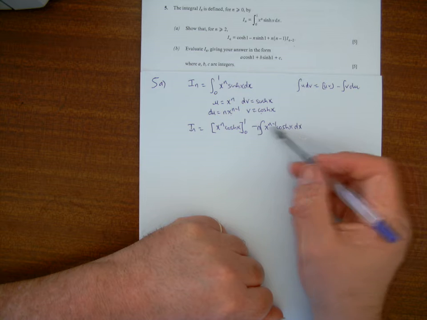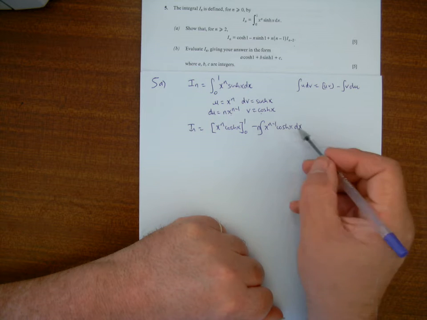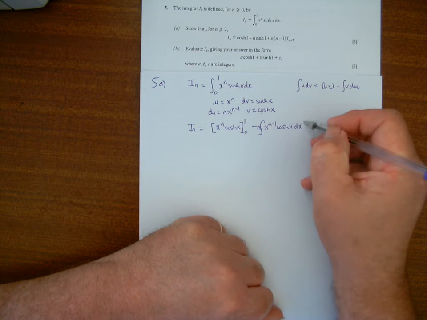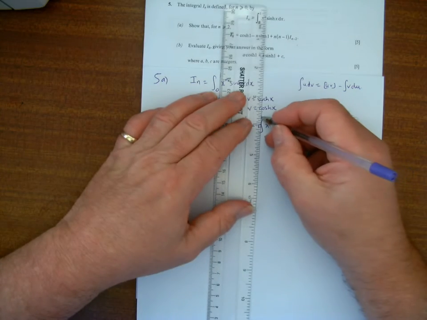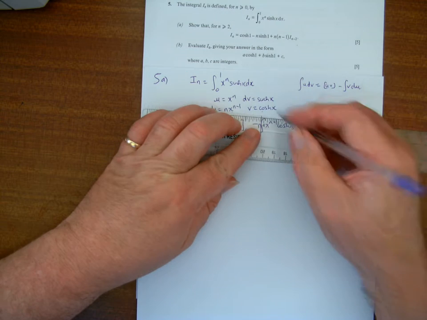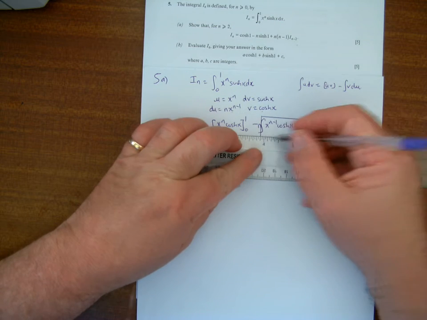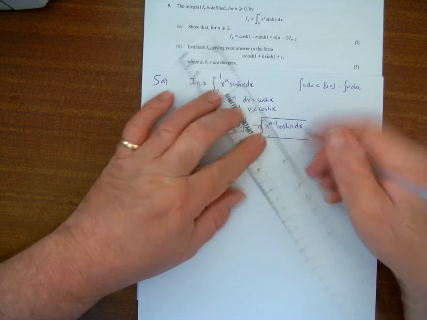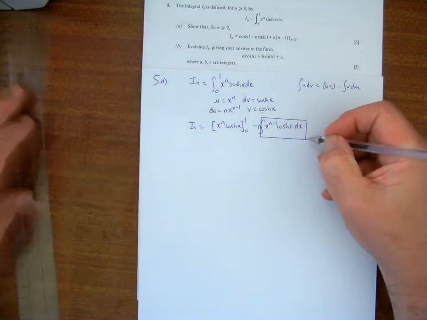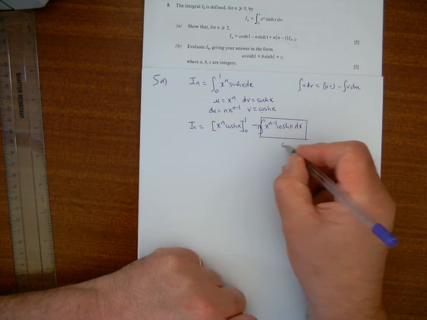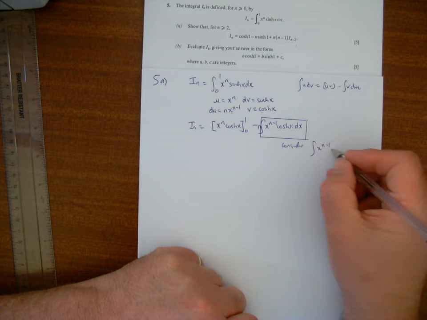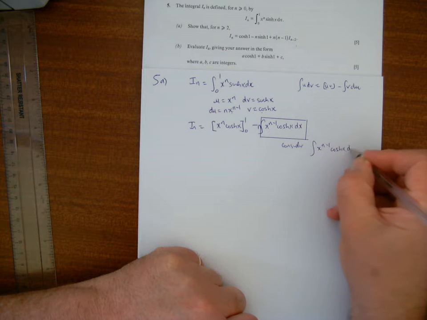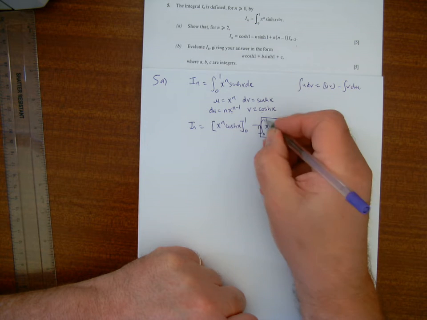So I do the parts again for this integral. It'll come back round to a sinh. So I'm going to consider this bit here, and then come back and sub it in. So consider the integral of x to the n minus 1 cosh x dx, and that's limits from 0 to 1.